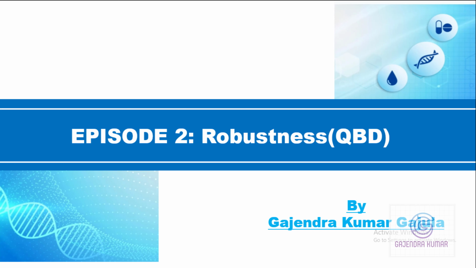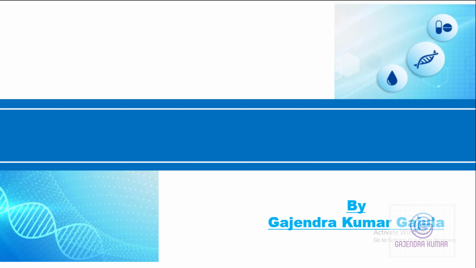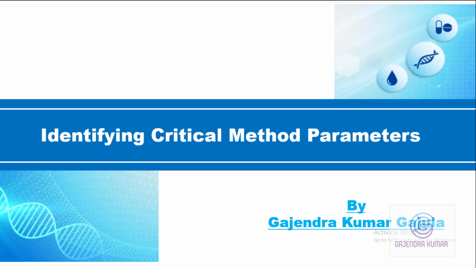In this episode, we will discuss robustness by applying the quality by design principles. This episode is mainly focused on identifying the critical method parameters. The experimental part and evaluation part, we will discuss in the next episodes.